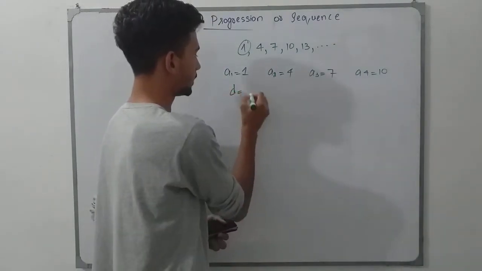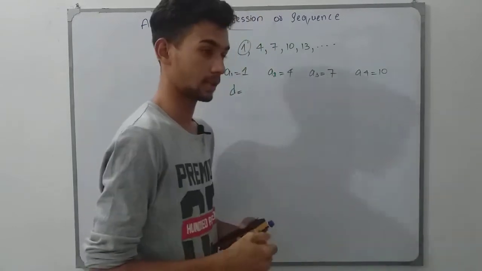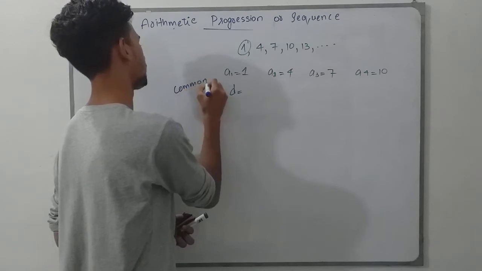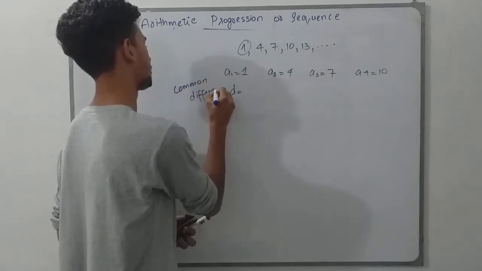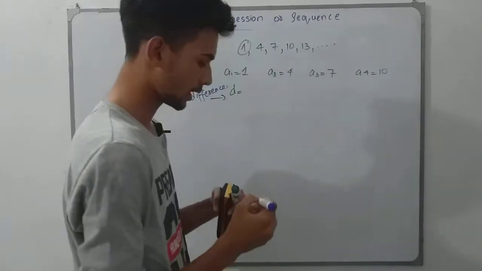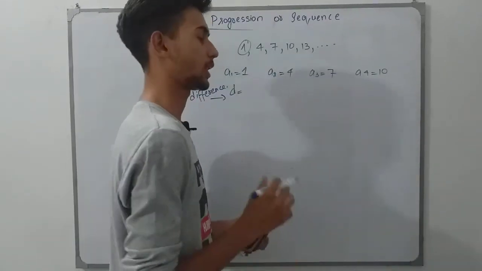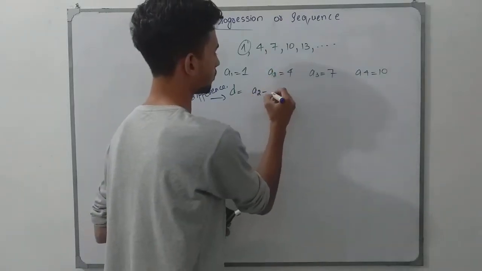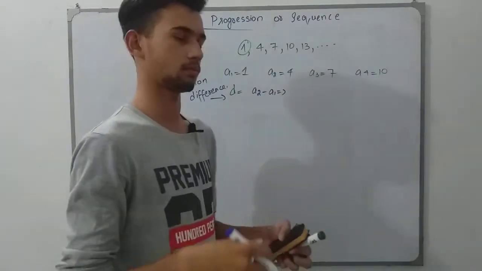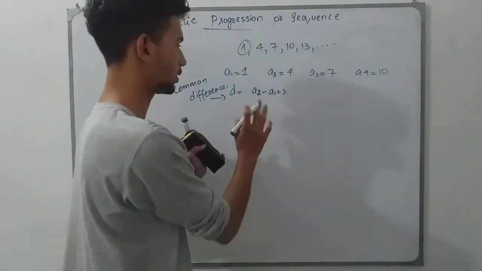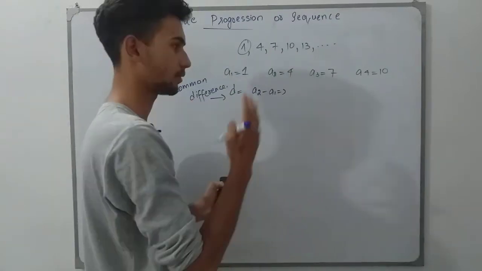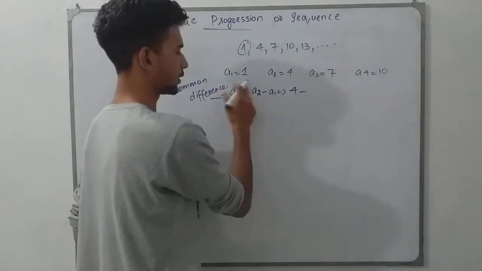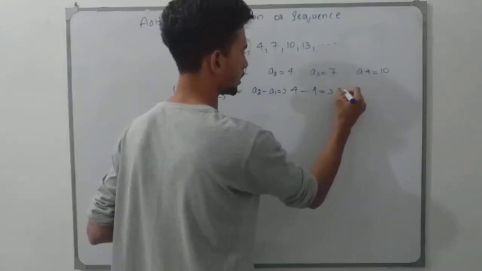Now, as I said, a particular common difference exists between them, and common difference is represented by D. Now what I'm going to do is subtract the first term from the second term. It means a2 minus a1. Maybe I spoke the sentence before it wrong, but just understand it: second term minus first term. So what is my second term? It is 4. And what is my first term? It is 1. So the difference equals 3.